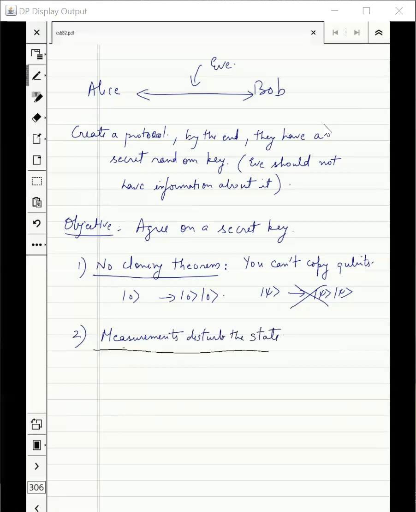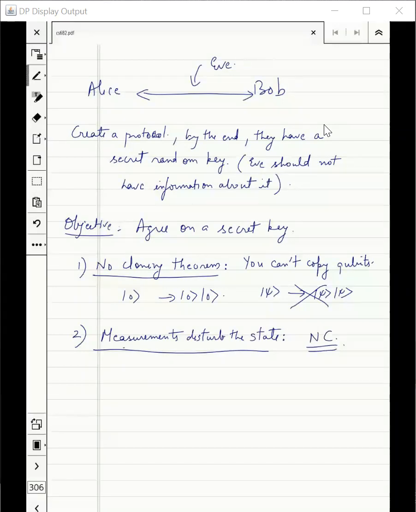Whenever some state is given to you, you don't know which state it is, and you measure in some arbitrary basis, that disturbs the state, which can later be detected. I'm not going to be very formal about it. This has been captured as a theorem in Nielsen and Chuang. You can read there if you want. But intuitively, it is clear to you.